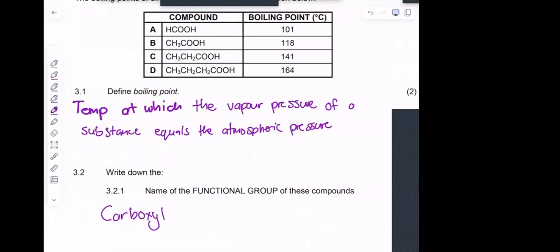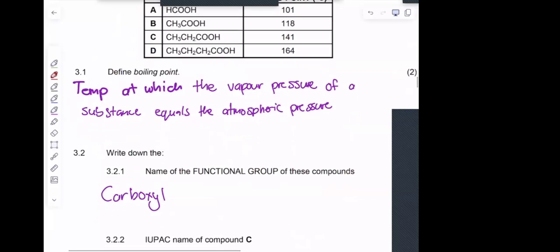The carboxyl group, that C double bond O with the OH. That's what the carboxyl group looks like. Please don't put this as your answer, what I'm about to draw. I'm just showing you guys so that you are aware. So that C double bond O, OH, that is what we call a carboxyl group. But the correct answer in this case, you must write down carboxyl group.